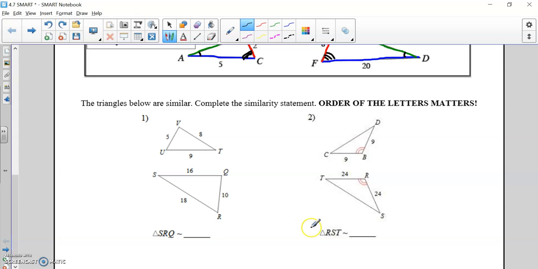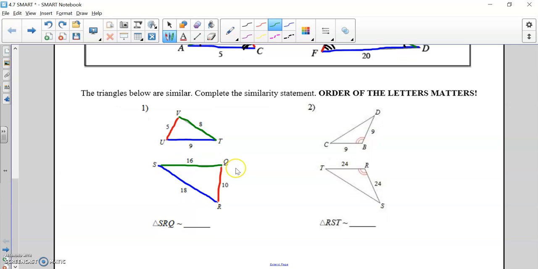So let's do some practice coming up with similarity statements. It always helps to first match the sides. Here we know the biggest side is 9, and here the biggest side is 18. Next, it's always easier for me to do the smallest pair. So 5 is the smallest in this triangle, and 10 is the smallest in this triangle. That leaves us with the middle length.